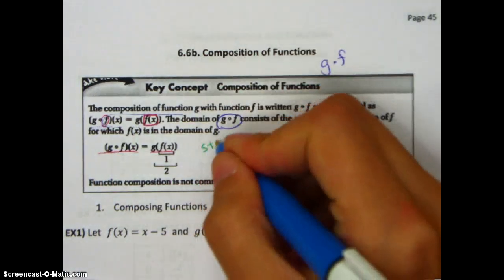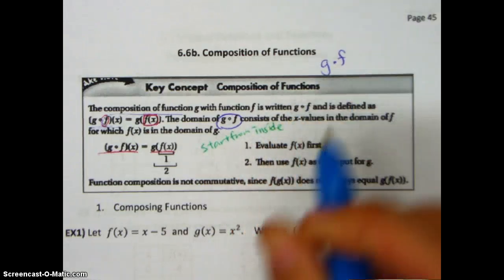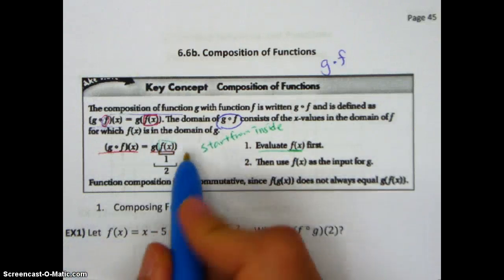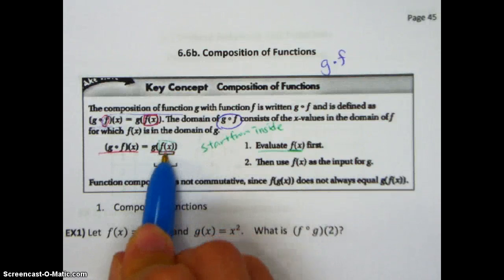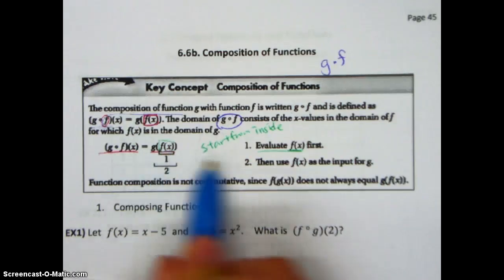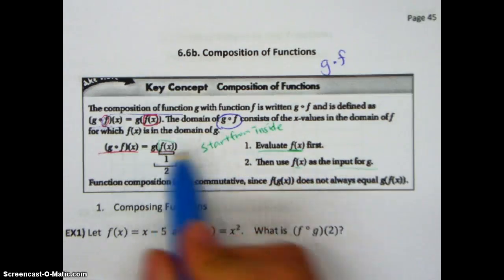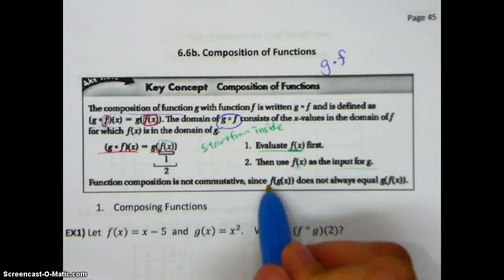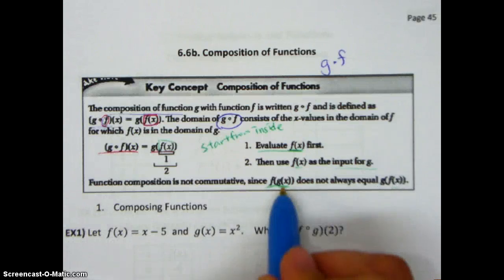Then we're gonna start from the inside. So now we're gonna evaluate F of X, because F of X is inside. Usually you will have a number here or a variable, so you're gonna get the value of F of X, and then once you get that value, you're gonna use this F of X as the input for G of X. Another thing to remember is F of G of X is different from G of F of X, because the order makes the difference.